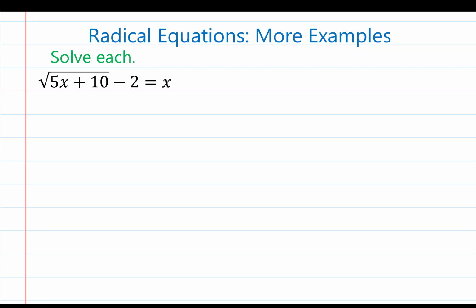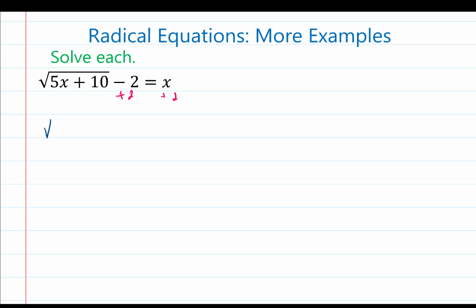Welcome back, mathematicians. In this video, we are going to do more examples where we are solving radical equations. In our first example, we have the square root of the expression 5x plus 10 minus 2 is equal to x. Our first step when solving radical equations is to isolate the radical. So in this case, that means we are going to add 2 to both sides.